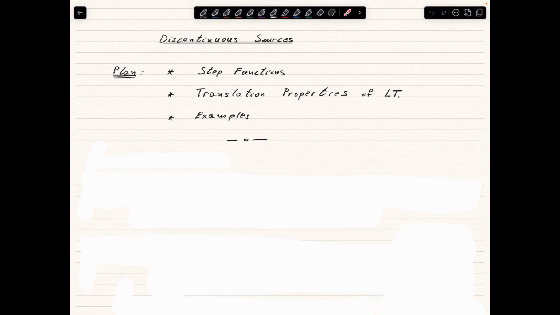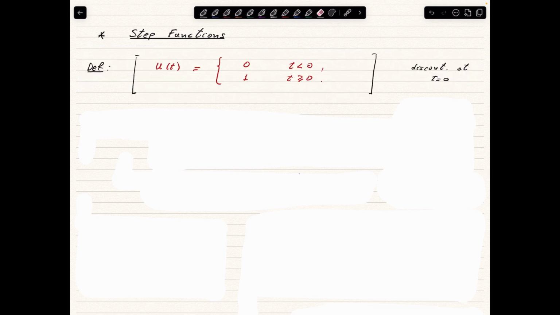Let's start by introducing the type of discontinuous functions we are going to work with, which are step functions. We denote the step function by u of t, and this is a function that is 0 for t negative and 1 for t 0 or positive. So this function is discontinuous at t equals 0, as we can see in this picture. 0 for t negative, 1 for t 0 or positive. So this function has a discontinuity at t equals 0.